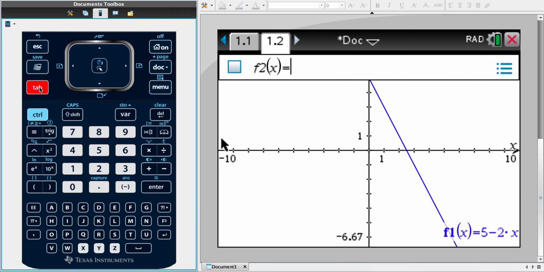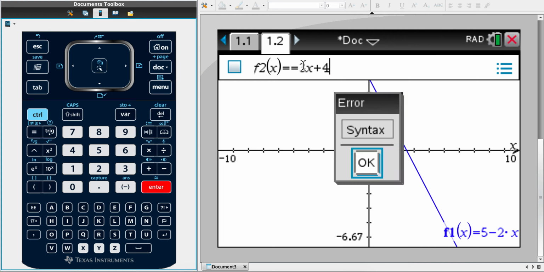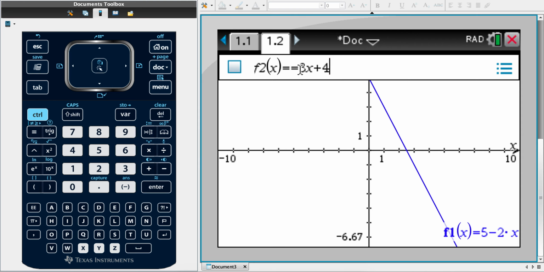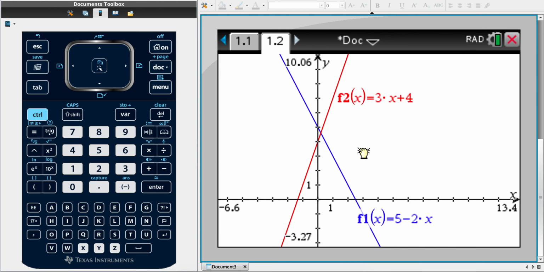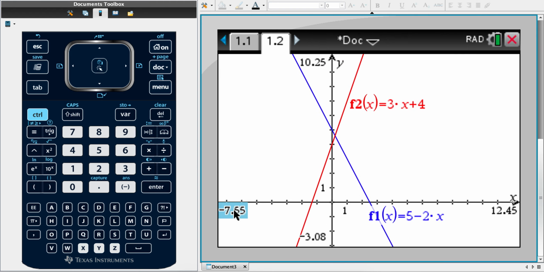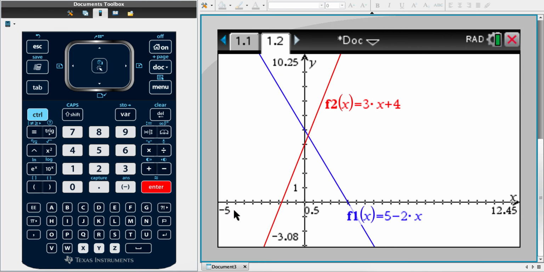If we press tab, that allows us to draw a second graph. So the second one might be y is equal to 3x plus 4. Oops, got too many equal signs in there. 3x plus 4. And now we have the 2 equations. You might need to move your graph around or even change some of your numbers so that you can see it a little bit clearer.